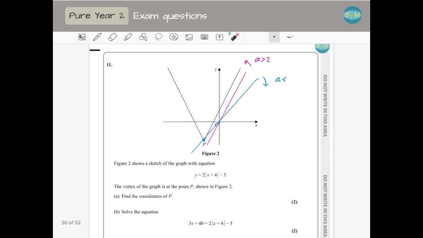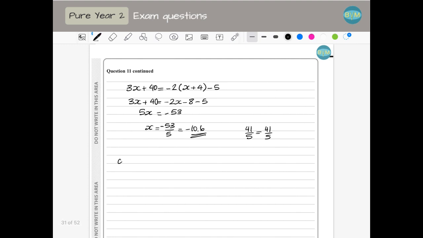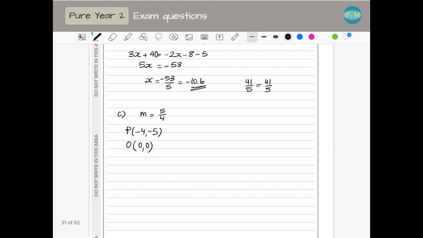So let's find this gradient. This gradient is the gradient of this line. We know this point, and we know 0, 0. So the gradient of that line is going to be the change in y over the change in x. It passes through the point minus 4, minus 5 and the origin. So the gradient of the line is going to be 5/4, or minus 5 minus 0 over minus 4 minus 0. So that means the line is going to cut if a is smaller than 5/4 or a is greater than 2.